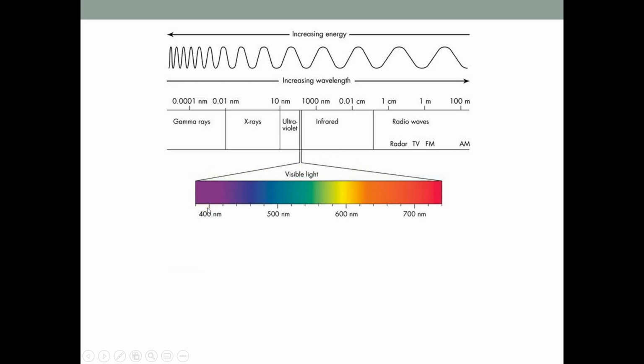Now, it's interesting to note here that all living things that have eyes are sensitive to the same wavelengths. There are some organisms that can see out into the UV and some that can see out into the infrared, but generally all things with eyes use the same visible light spectrum. Another cool thing is that plants, photosynthetic organisms, use the same tiny sliver of the electromagnetic spectrum to do photosynthesis.